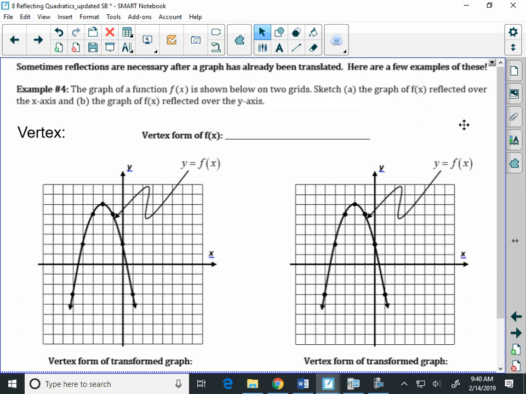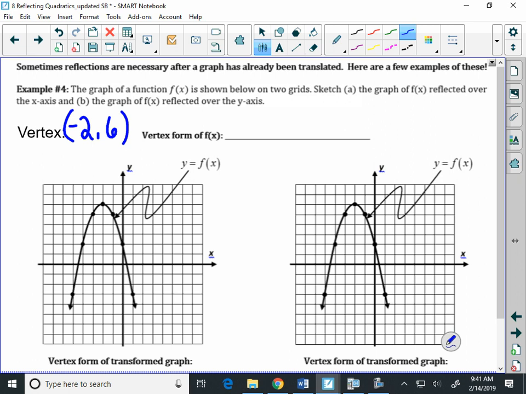Sometimes reflections are necessary after a graph has already been translated. Remember, translating means that we move it right, left, up, or down. Here are a couple of examples of those. If we take a look at this picture for starters, it's the same graph on both of these. Our vertex is -2, 6.